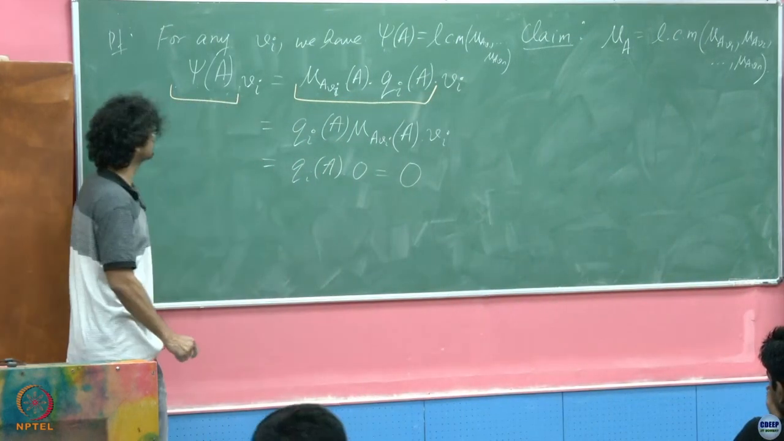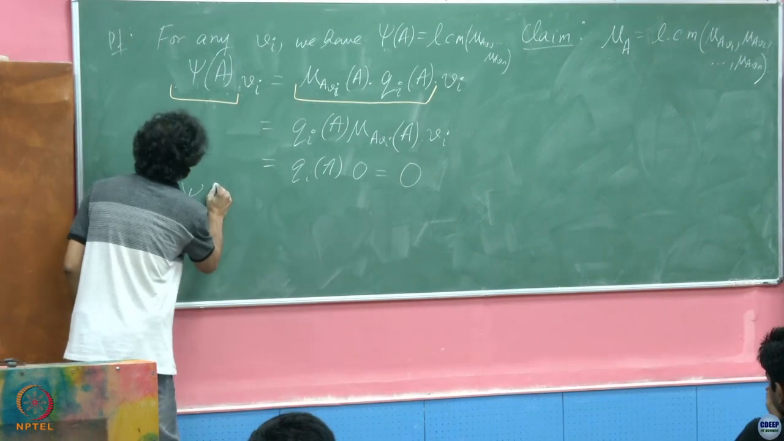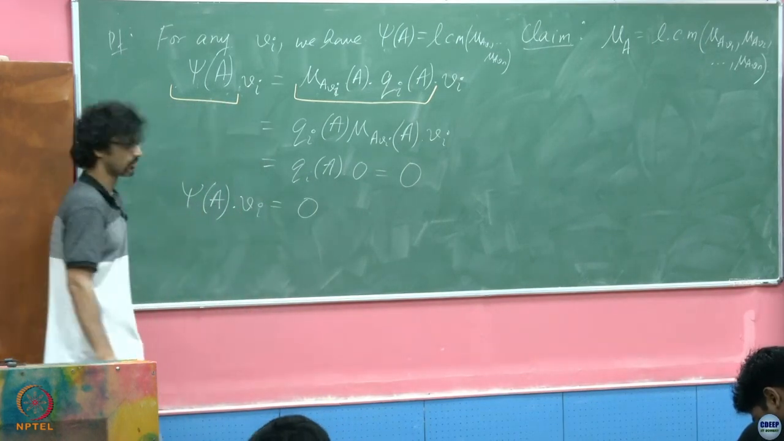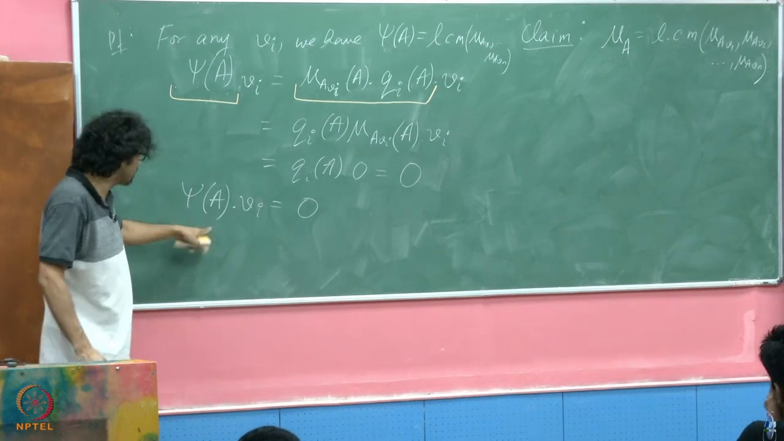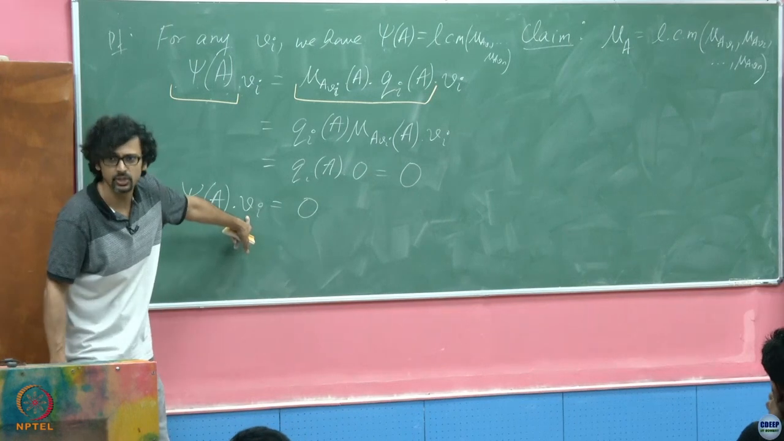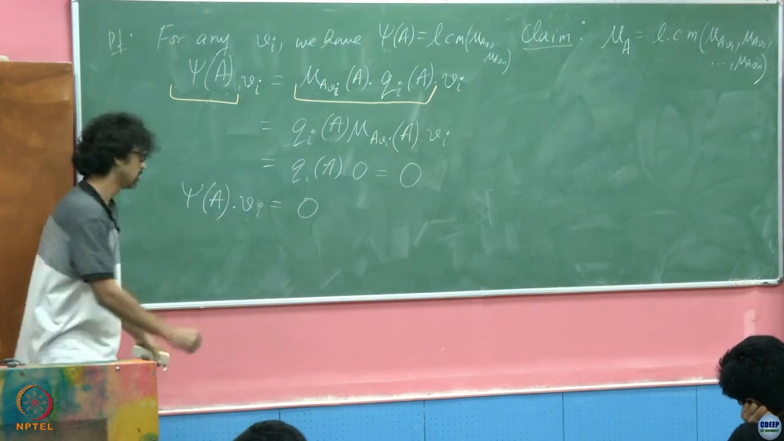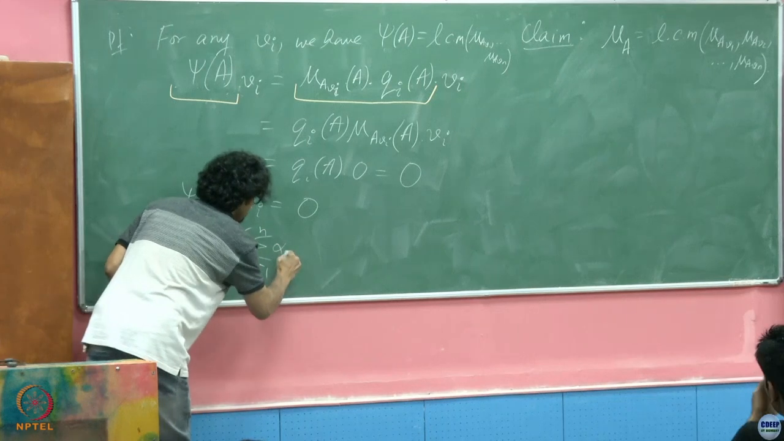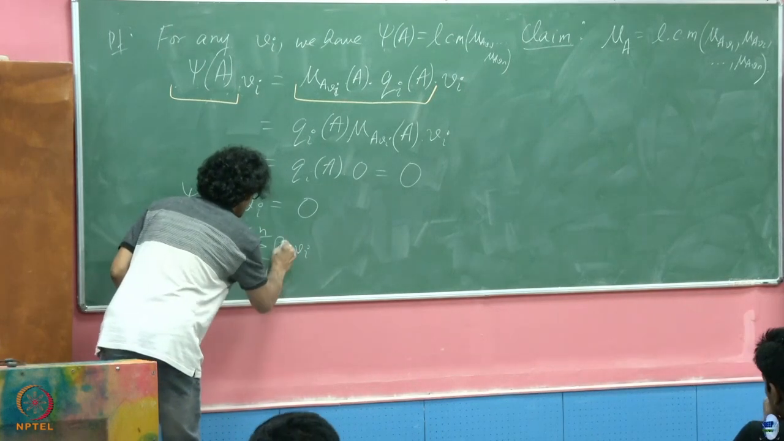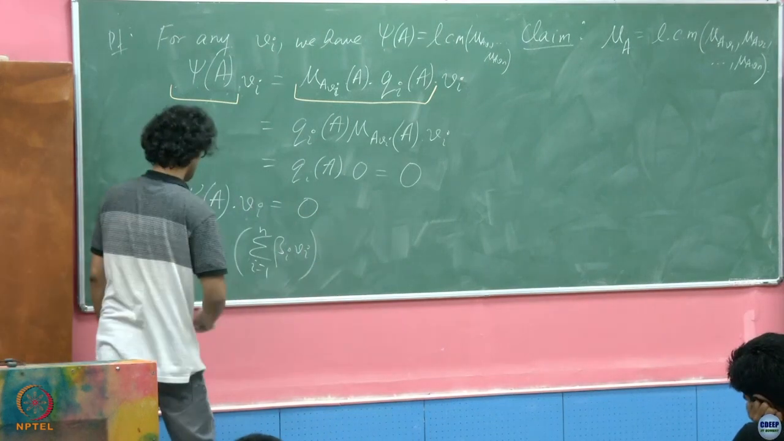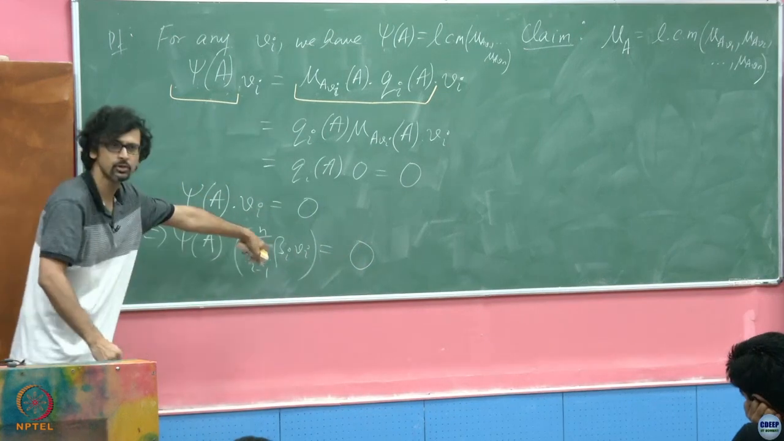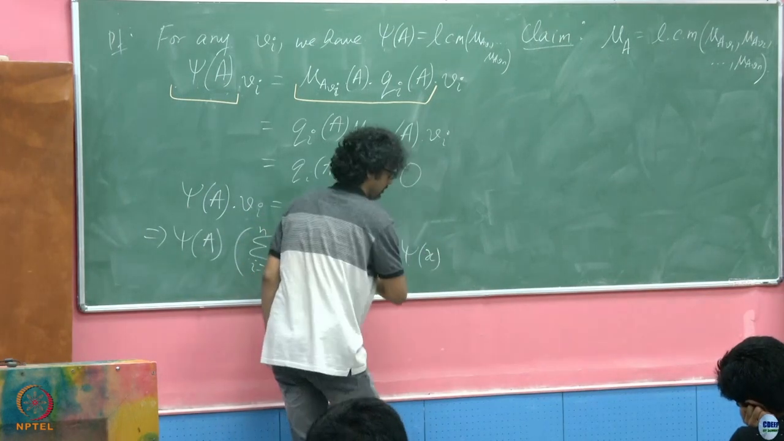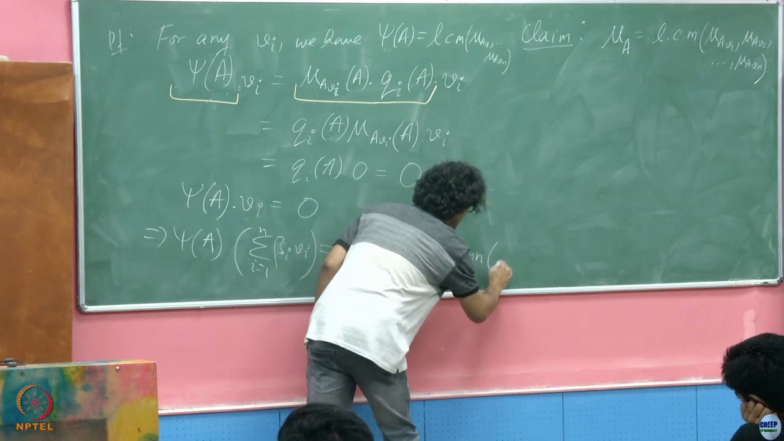So then what can I say about this? psi(A) acting on v_i is equal to 0 for all i. So if I know that psi(A) hits every basis vector and sends it to 0, what does it do to any arbitrary vector? This implies that psi(A) acting on the sum over i from 1 through n of beta_i v_i, maybe I should use beta in this case just to distinguish from the alphas we used earlier, is also 0 because each term individually is 0. Which means that psi(x) belongs to the annihilating ideal of A.